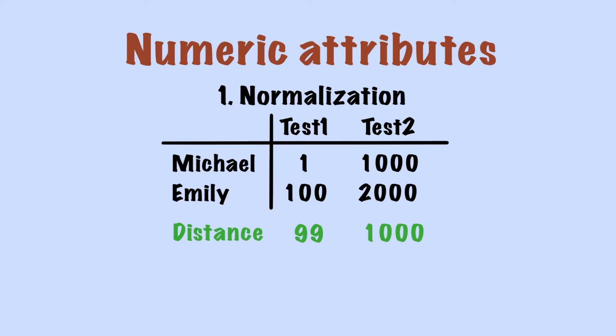It seems like the distance in test 2 is much larger than in test 1, but we haven't considered the range of data yet. Say the range of test 1 is 1 to 100, and the range of test 2 is 1 to 10,000. Here comes the question. Michael and Emily's scores in test 1 are actually on the two extremes of data range. However, in test 2, the difference in their scores is 1000, which is around 10% of data range.